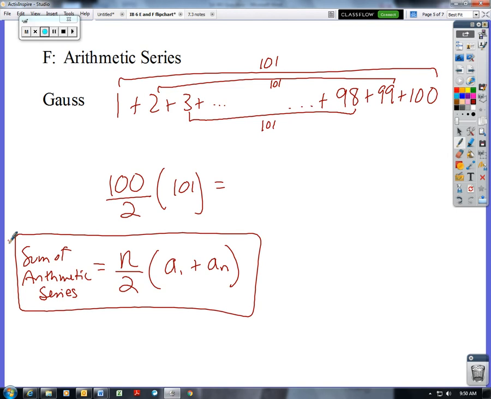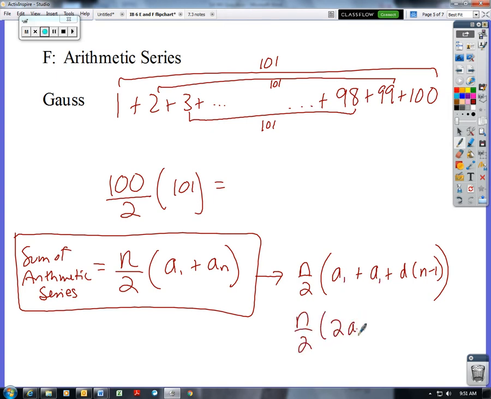Oh, I was looking too, the book uses u sub 1 and u sub n. Also, they gave an alternate formula. Here's the a sub 1, and then a sub n is any term in an arithmetic sequence, which is the first term plus the difference times n minus 1. So you can replace the a sub n with the formula for the arithmetic sequence. And then furthermore, if you wanted to, you could combine these. So you could write n over 2 times 2 a sub 1 plus d times n minus 1.